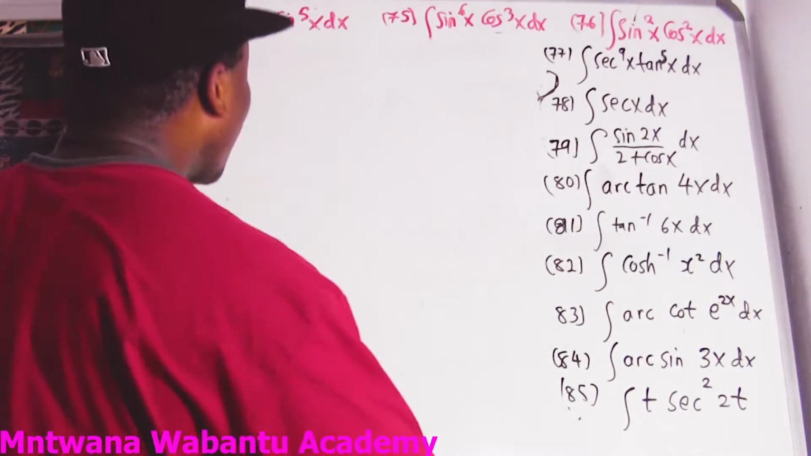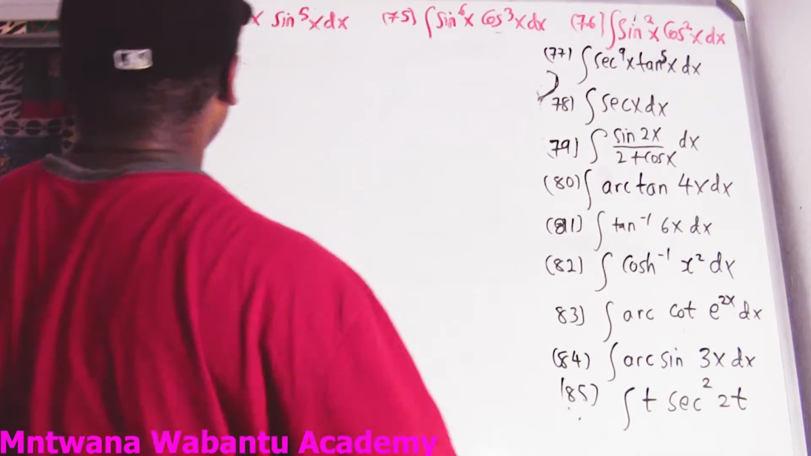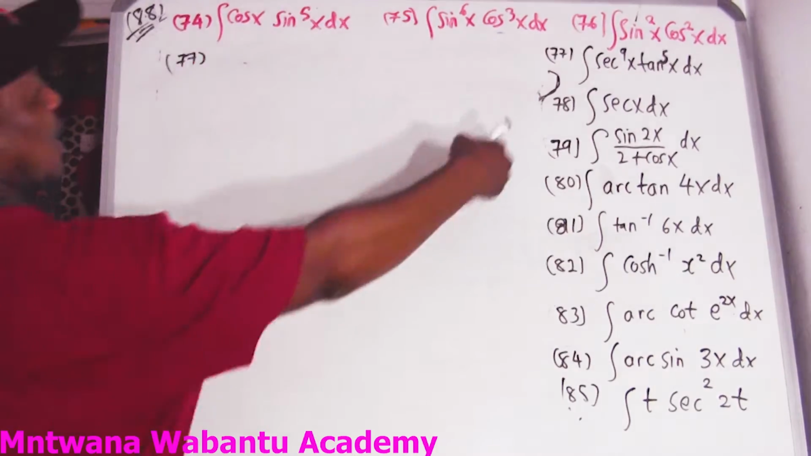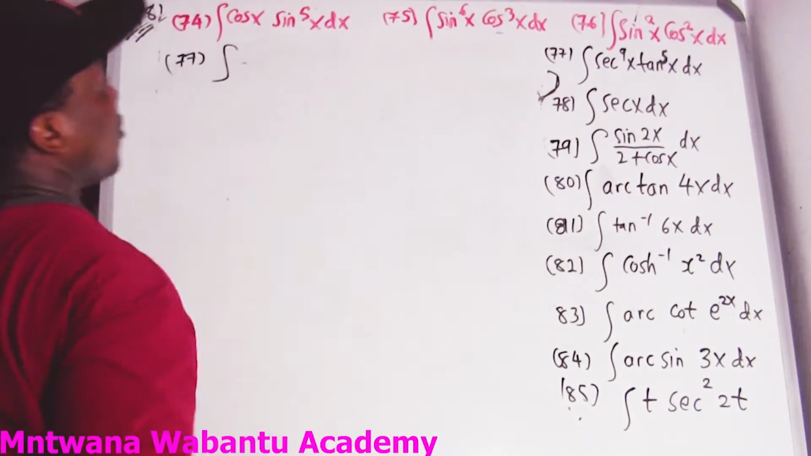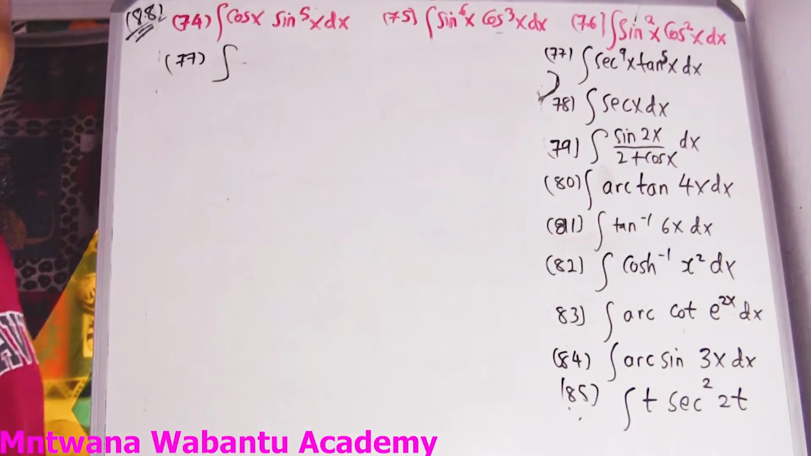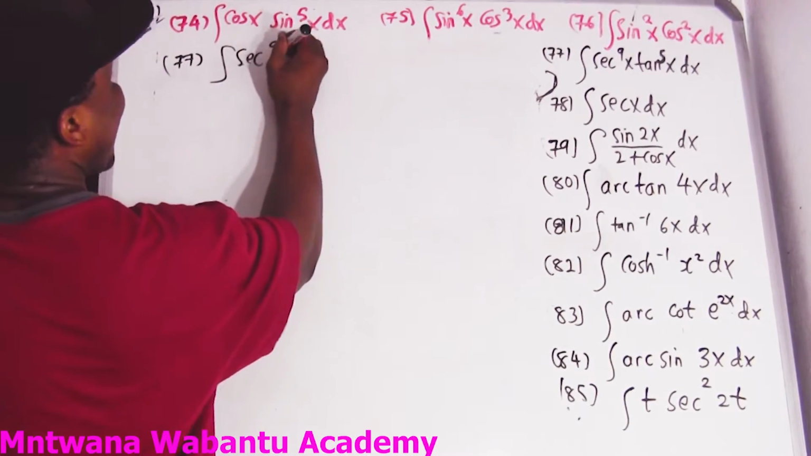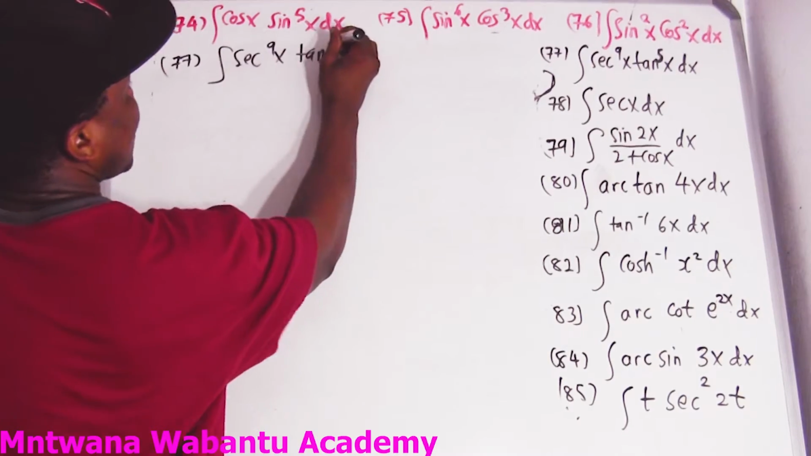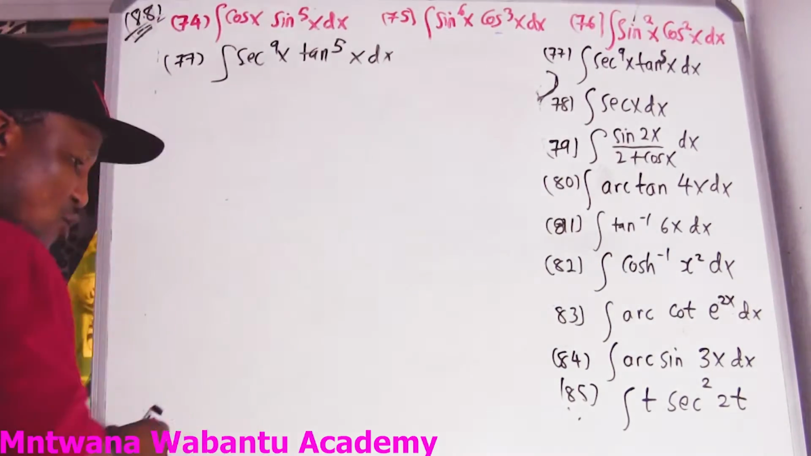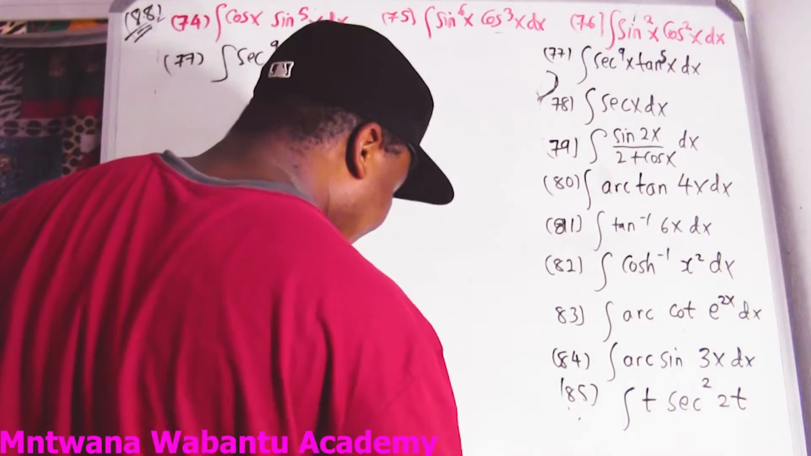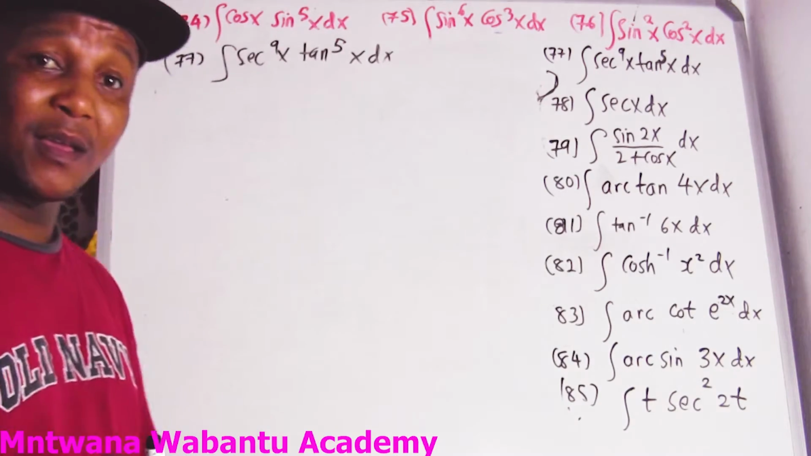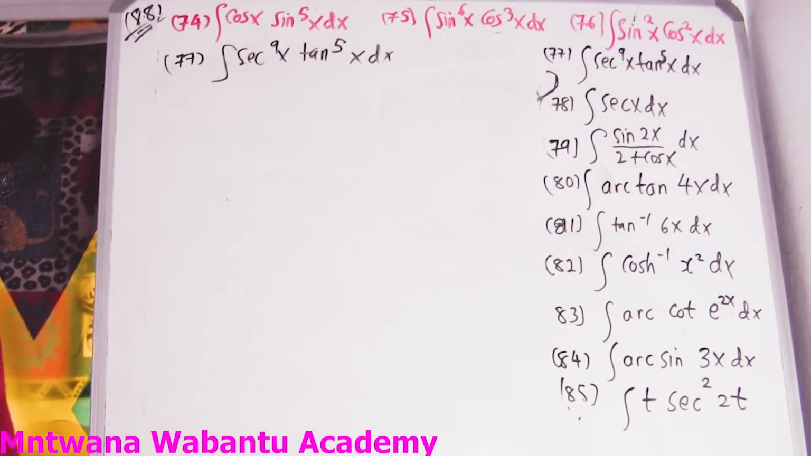Now, let's go. So now, we go to question number 77. Question number 77. So now, they give us, okay, so easy. Integral. What I'm going to do, I'm going to play the same trick. Let me show you something. Okay, let's copy the question. Let's say sec power 9x, and then you got tan power 5x dx. So what we're going to do here, look, this is very, very important, family.